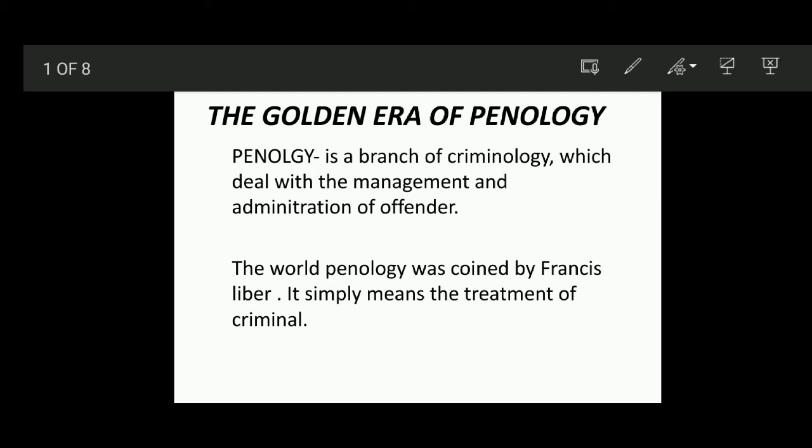The Golden Era of Penology. Penology is a branch of criminology which deals with the management and administration of offenders. The word penology was coined by Francis Lieber. It simply means the treatment of criminals. So sinasabi po dito, ang penology daw po ito ay ang pag-aaral ng kaparusahan sa krimen at pamamahala sa bilangguan.